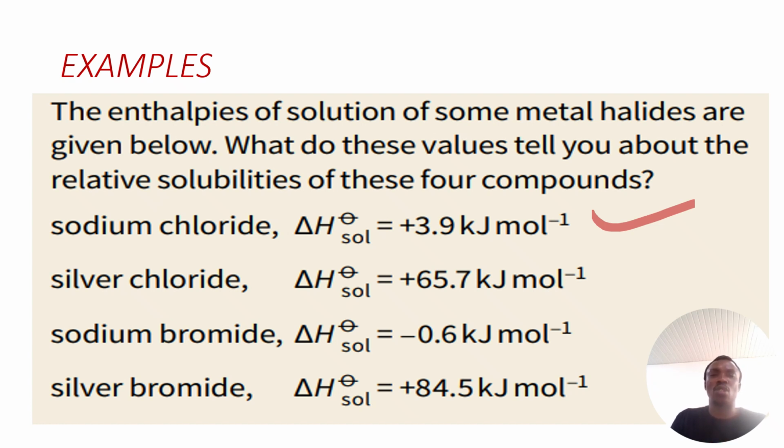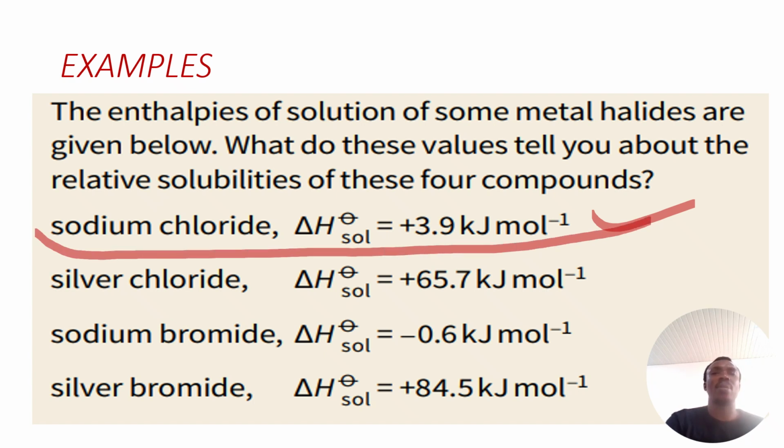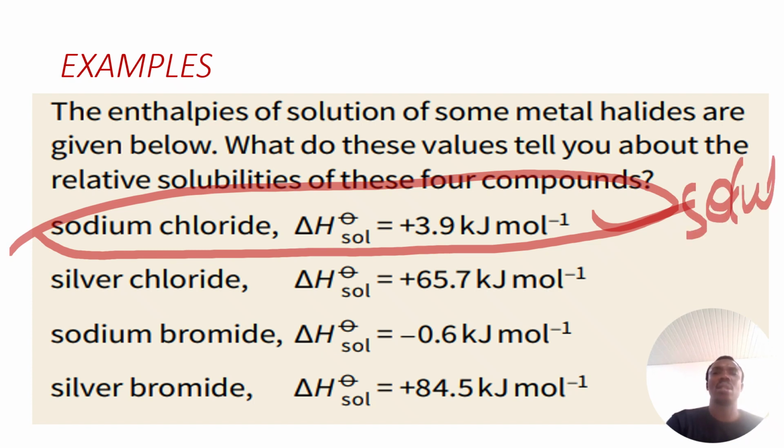So we already know that if the enthalpy change of solution is negative or has a small positive value, that ionic compound is soluble in water. But if the enthalpy change of solution has a large positive value, we say that ionic compound is insoluble. So sodium chloride, for example, has an enthalpy change of solution of plus 3.9 kilojoule per mole. So it has a small positive value. So it is said to be soluble.